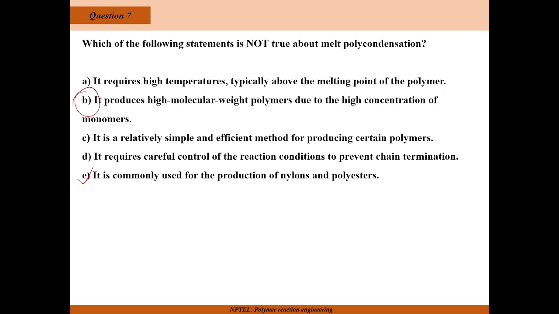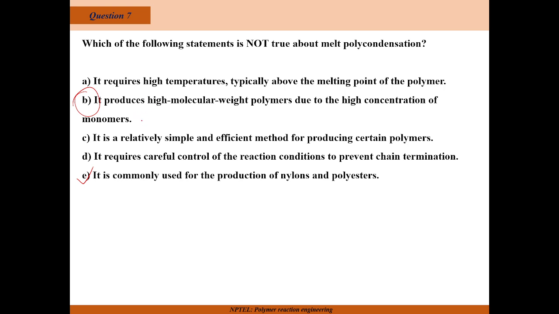Can you explain again how it produces high molecular weight? I think what happens here is that as the concentration is large enough, it will reach the saturation level fast enough because byproducts are also being produced. So I think this one is the false statement among them. Yeah, I know this one is not a very clear answer.